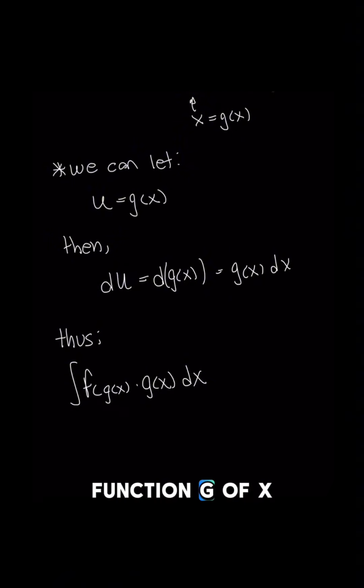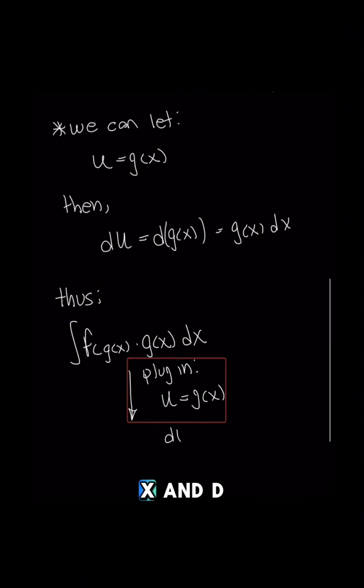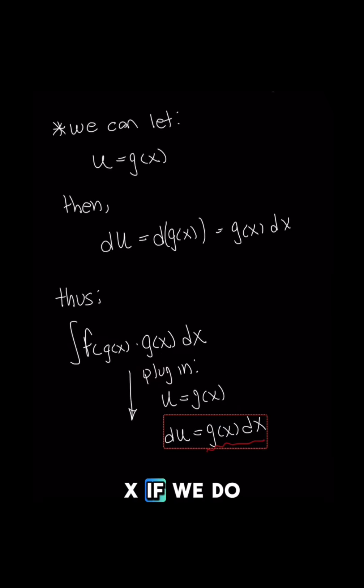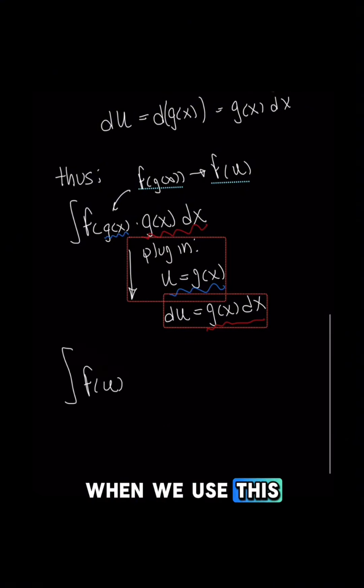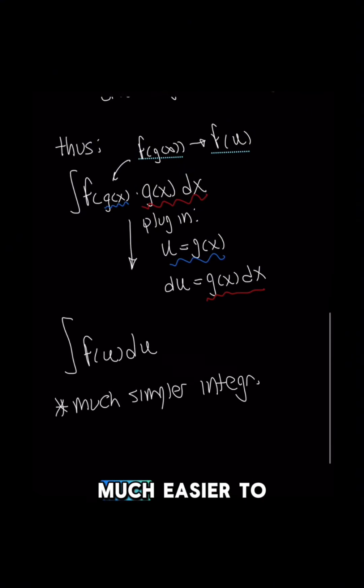let u equal this function g of x. And then looking at this integral, we can plug in u for g of x and du for dx. If we do that, it simplifies the integral to a form where it just depends on u, no longer on dx. When we use this u sub, it makes the integral much easier to compute.